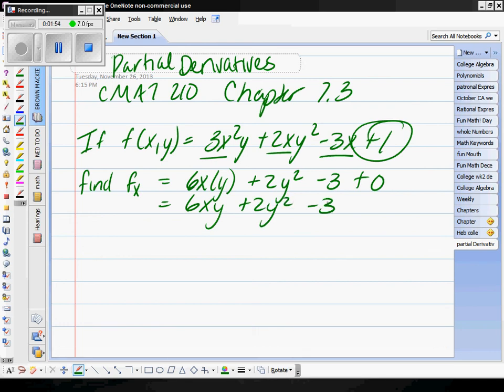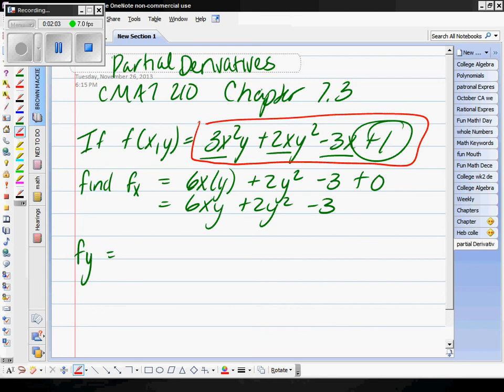And then that's it. Let's say I say find the partial derivative of y. So using the same function, I am going to look at the derivative in respect to y. So the 3x squared remains, but what's the derivative of y? Well, the derivative of y is just 1.